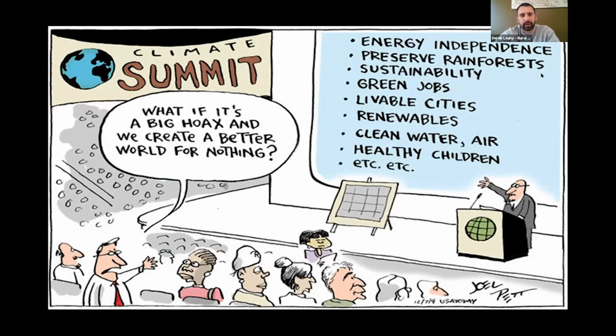But the cartoon you see right here does a really good job of demonstrating what I mean by co-benefit. So you've got this climate summit. Obviously, the main benefit of implementing a climate solution is you can address climate change. But all these climate solutions have these lovely co-benefits. So preserving rainforests, sustainability, green jobs, livable cities. That's the stuff that gets us excited. That's the stuff that we want to see in agriculture. And that's the stuff we want to see in rural communities in Alberta.